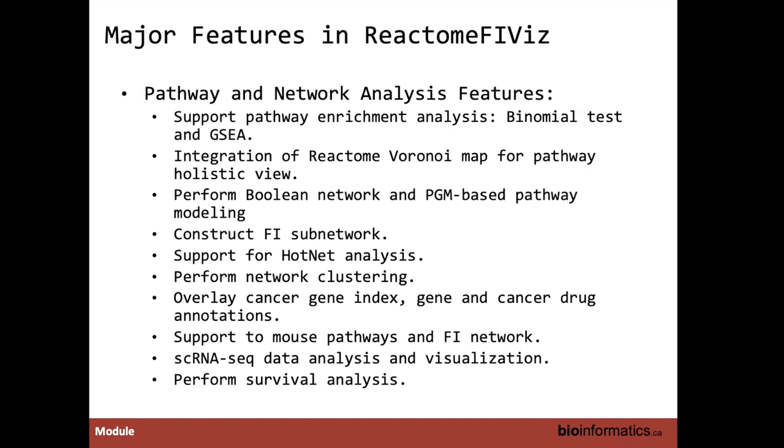You can construct functional interaction subnetworks from which you can perform network clustering. You can overlay a variety of different annotations from the NCI Cancer Gene Index or from GeneCards or COSMIC and some other drug annotations as well. And through the new single cell RNA-seq data analysis and visualization, we can provide additional support for mouse pathways. And finally, performing survival analysis to potentially identify prognostic signatures from your data sets.